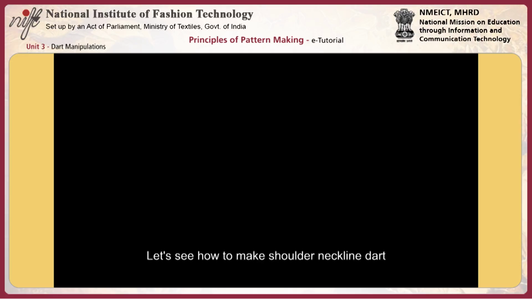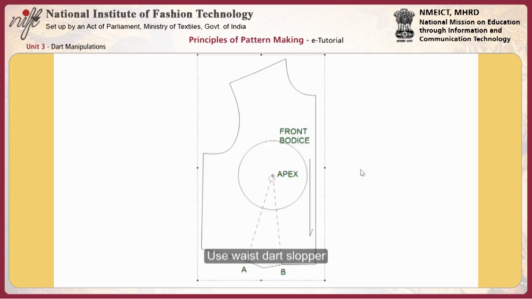Let's see how to make shoulder neckline dart. Use waist dart sloper. Mark A and B at waist dart legs. Mark C at shoulder at neckline. Draw a slash line from C to apex point. Slash from C to apex point.